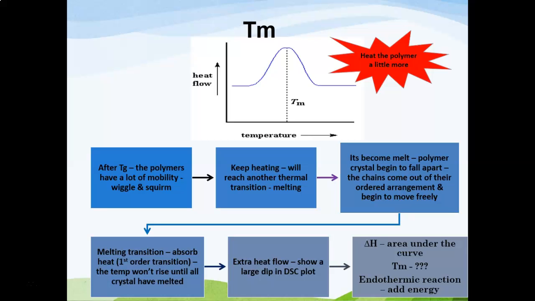Depending on the arrow you decided on, you decide whether to show it as going upward or going downward. After the Tg, the polymer has a lot of mobility, so the molecules wiggle and squirm. When we keep heating the polymer, it will reach another thermal transition, which is melting. The polymer crystals begin to fall apart, and the chains come out of their ordered arrangement and begin to move freely. The melting transition, which absorbs energy, is a first order transition, and the temperature won't rise until all the crystals have melted.